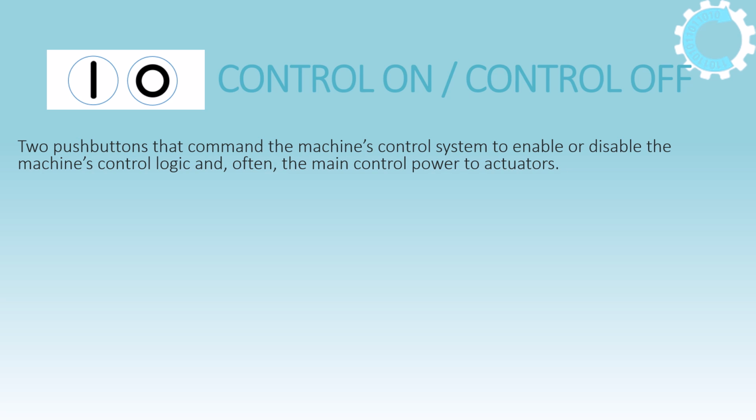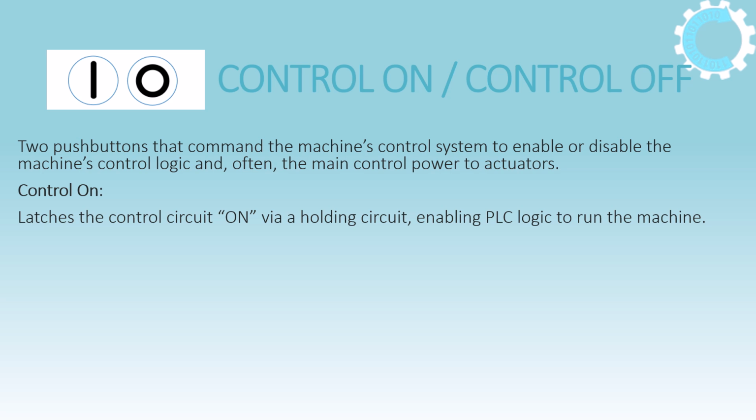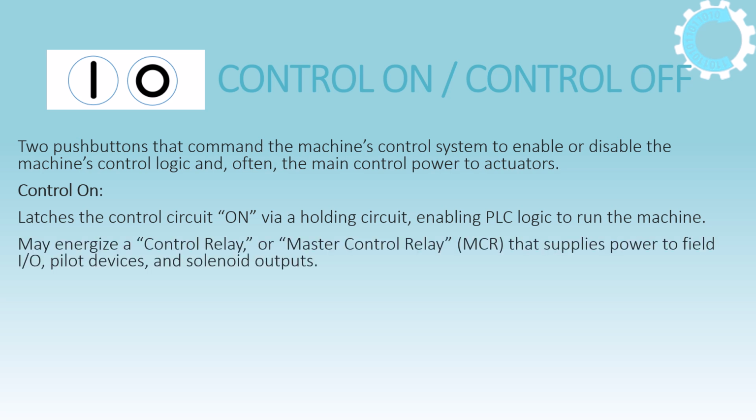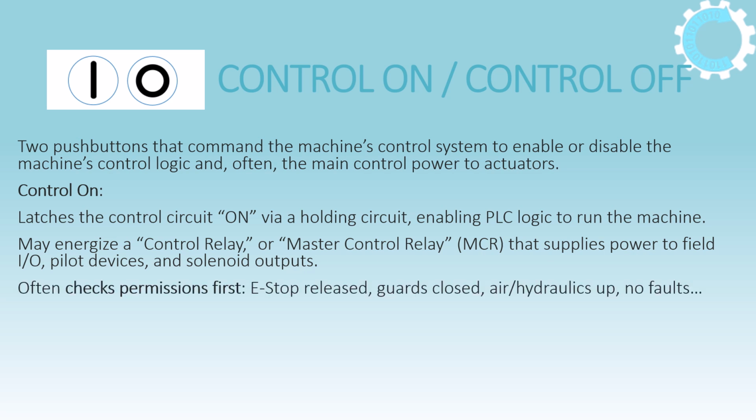The typical way control-on works is that control-on latches the control circuit on via a holding circuit, enabling PLC logic to run the machine. Control-on may energize a control relay or contactor, such as a control relay, CR, or a master control relay, MCR, that supplies power to field inputs-outputs, pilot devices and solenoid outputs. Control-on often checks permissions first: emergency stop released, guards closed, air and hydraulics up, and no fault signal.